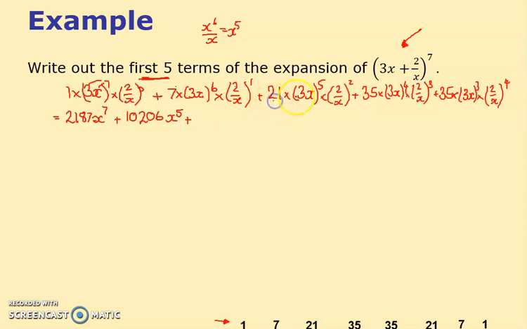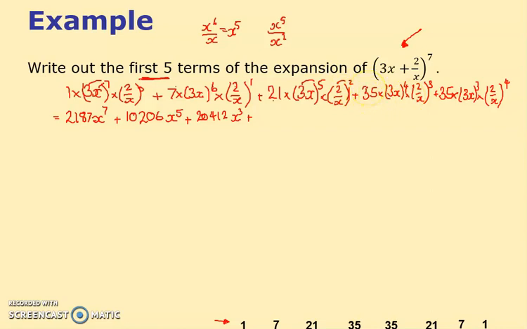Next one, I've got 21 times 3 to the 5 times 2 squared. So 21 times 3 to the 5 times 2 squared, I get 20,412. Even bigger these numbers. 20,412. And again, this will give me x to the 5, and I'm dividing now by x squared, which will be x cubed. And notice again it's gone down in 2's. So that will carry on. It will always go down in 2's on this question.